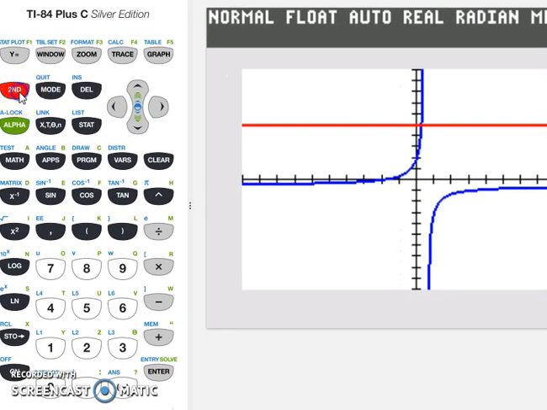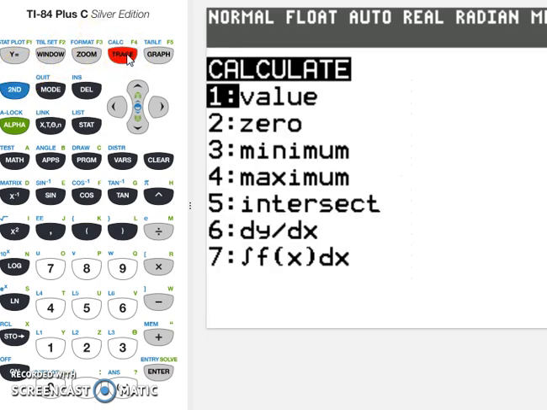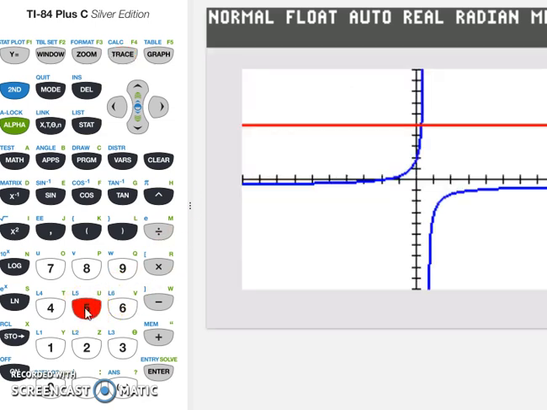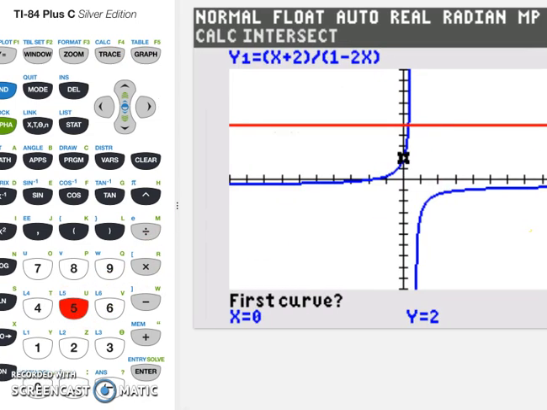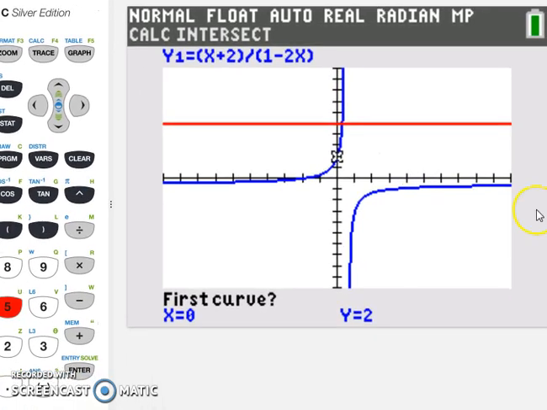So we're going to hit the second button, and we're going to hit the trace button. When it brings us to the calculate menu, we're going to go down to number 5 for intersect. So right now it's highlighted on the blue graph, and this is the piece we want to look at. There's two parts to the blue. There's this piece, and there's this piece. We don't want our blinker to be down here, because it's not the part that's intersecting. This blue piece is intersecting with this red.